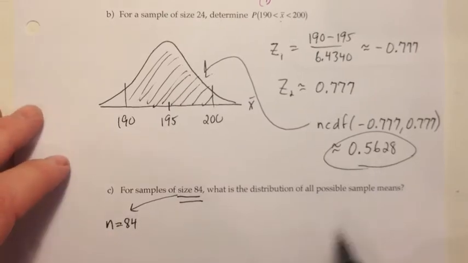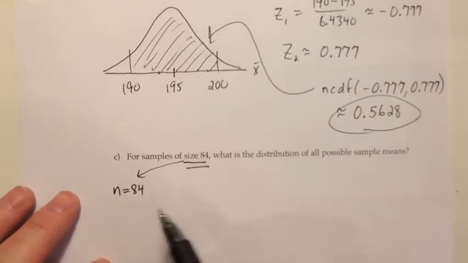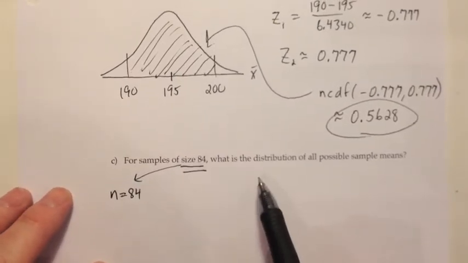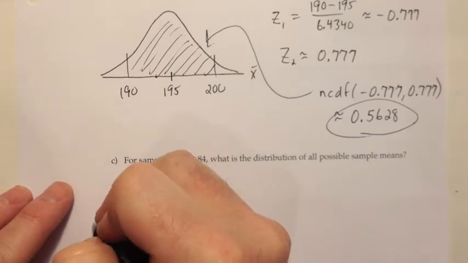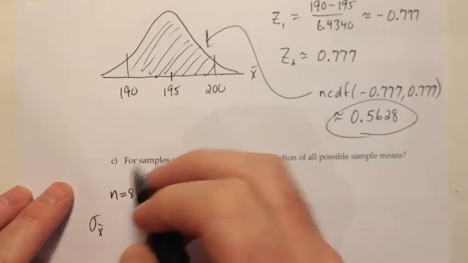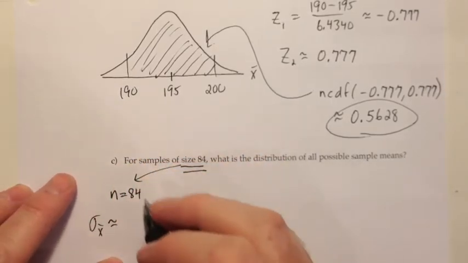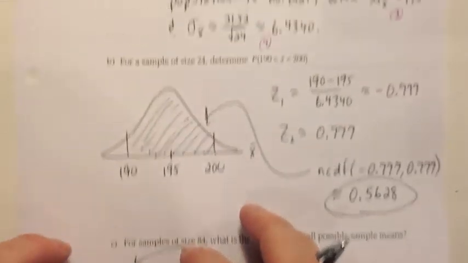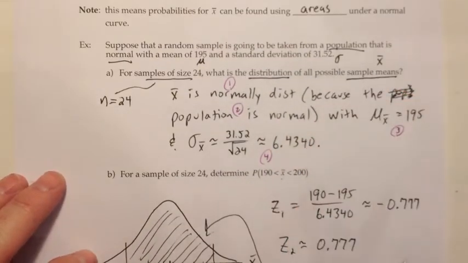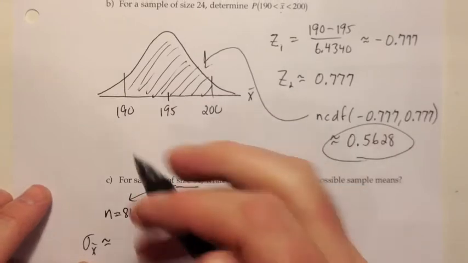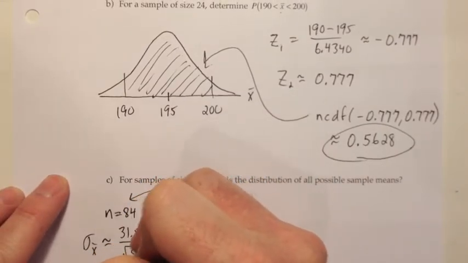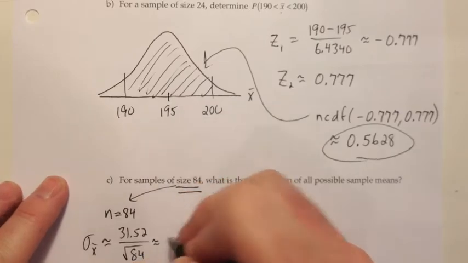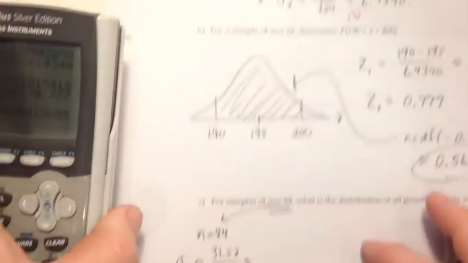So if n is equal to 84, that's not going to affect the type of distribution. It's still going to be normal because the population is normal. But what it will affect is the standard deviation of the x bars, because now that would be the original sigma, which if we go up and look at that, the original sigma is 31.52. So 31.52 divided by the square root of this new sample size of 84, let's see what that gives for the standard deviation.